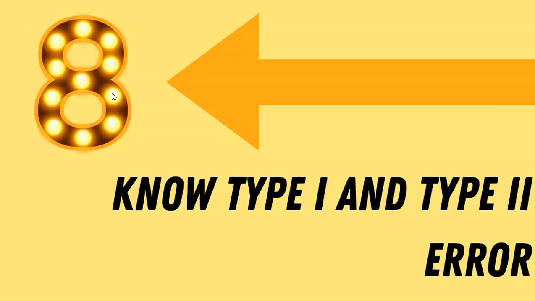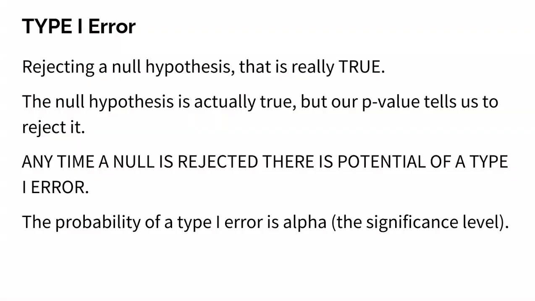Getting close to the end here. Tip number 8, know type 1 and type 2 error, be able to explain them in context and understand the consequences. So type 1 error is rejecting a null hypothesis that is really true. The null hypothesis is true, but you reject it. That's obviously an error. So again, anytime a null is rejected, there is a potential of a type 1 error. You're not going to be asked, did you make a type 1 error? Did you not? Because that's not a question I could ask you because you don't even know.